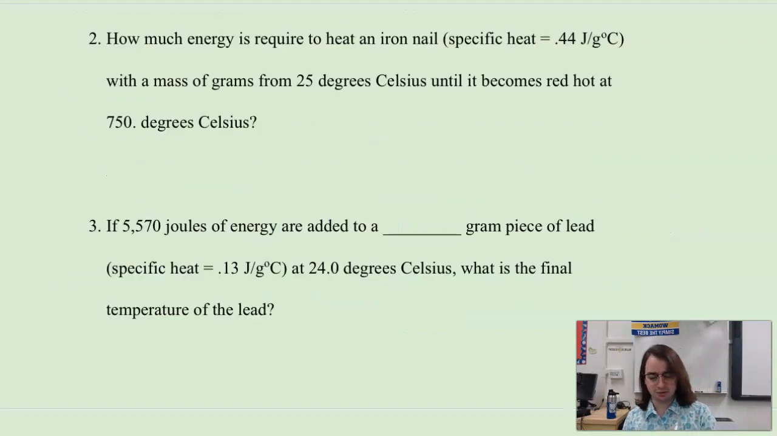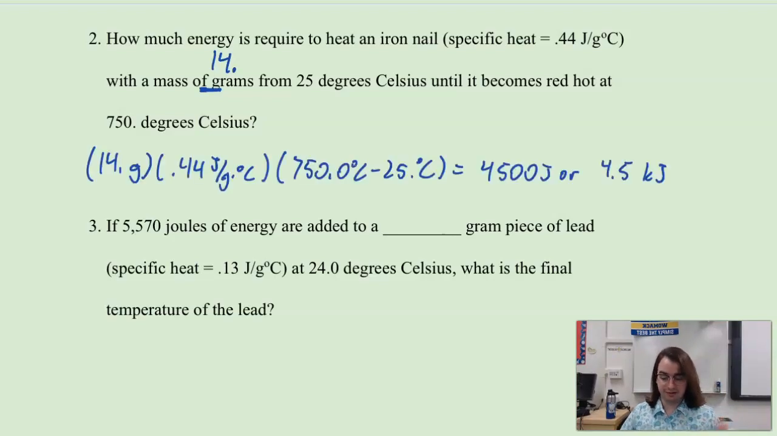It says how much energy is required to heat an iron nail, and it gives us a specific heat. And it says that it has a mass of, I don't know why there's not a blank there. My notes on this particular section have been all goofed up. It should be 14 grams, from 25 degrees Celsius until it becomes red hot at 750 degrees Celsius. So this is just another thing where we're plugging in, solving for Q. Why don't you go ahead and give it a pause and try it out. Come on back when you're done.